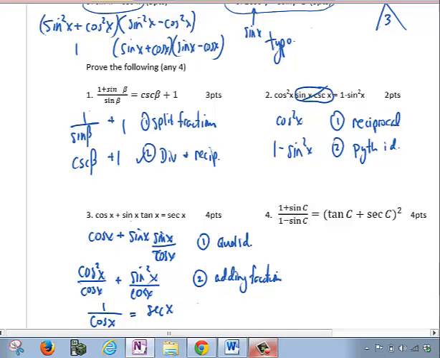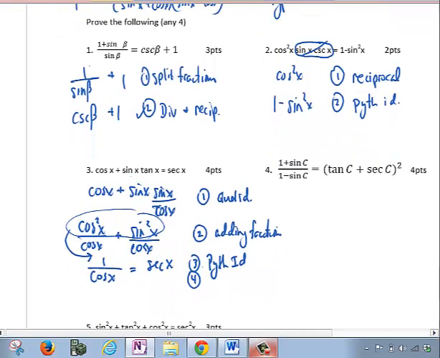And the third reason is Pythagorean identity, and that's where we basically said that is equal to 1. And then the last part, the fourth part, was a reciprocal identity.